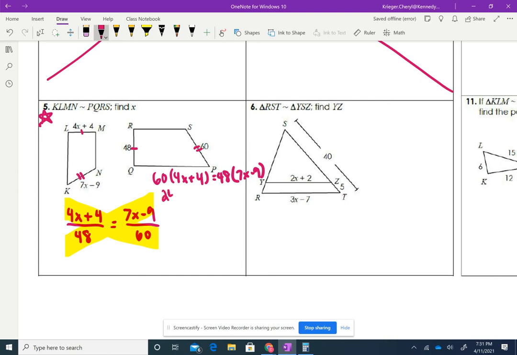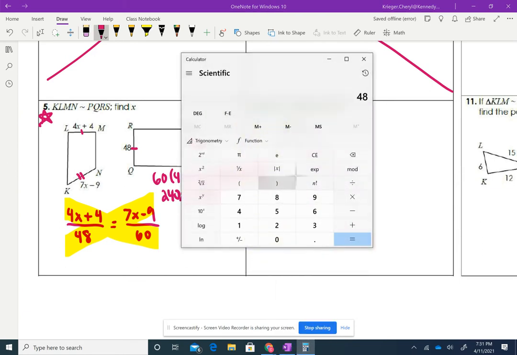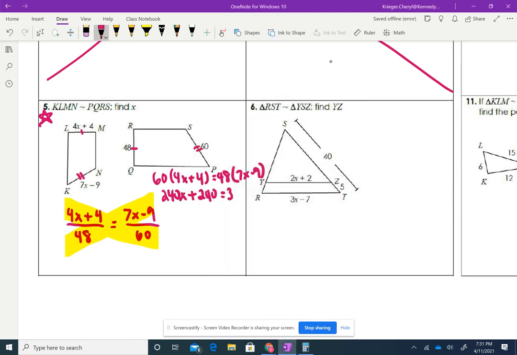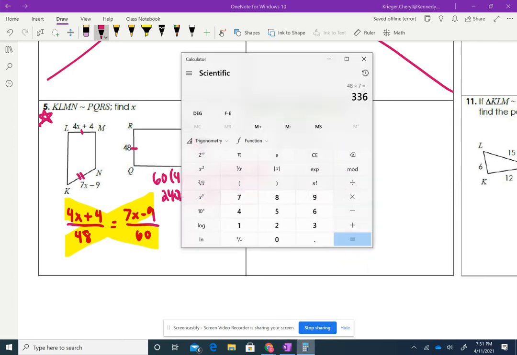60 times 4 is 240x plus 240 equals 48 times 7, 336x, minus 48 times 9. 48 times 9 is 432.